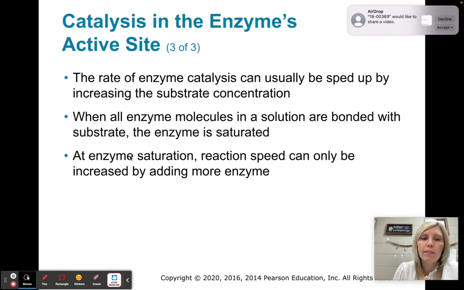And then this term, enzyme saturation. Let's say we have a fixed amount of an enzyme in a reaction, so we've got a certain amount of enzyme that we're not changing. When all enzymes in a solution are bonded with the substrate, the enzyme is saturated. So all the enzymes are busy doing work. When enzyme saturation is reached, the reaction speed can only be increased by adding more enzyme. So I would only be able to further speed up the reaction by adding additional enzyme to my system.